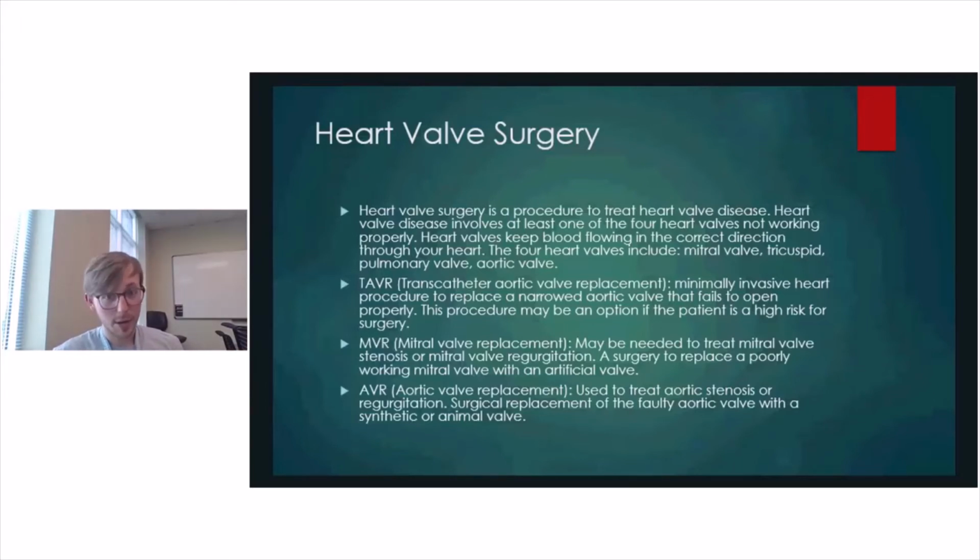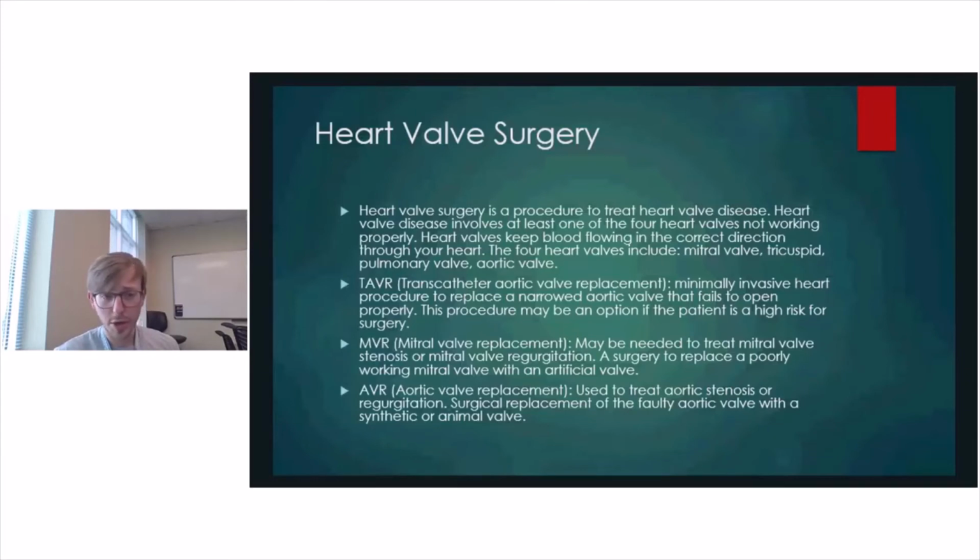So heart valves keep the blood flowing in the correct direction through your heart, and these 4 heart valves include mitral valve, tricuspid, pulmonary, and aortic. So I've got 3 examples of heart valve surgeries or procedures that we do within the hospital, and I'm sure some of you might have actually gone through this personally.